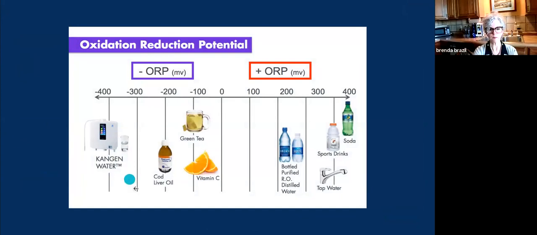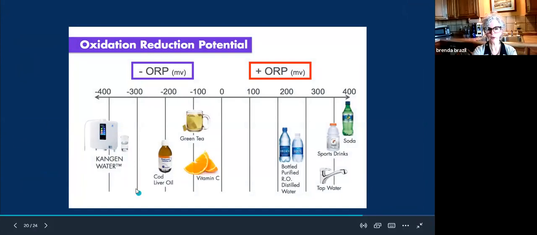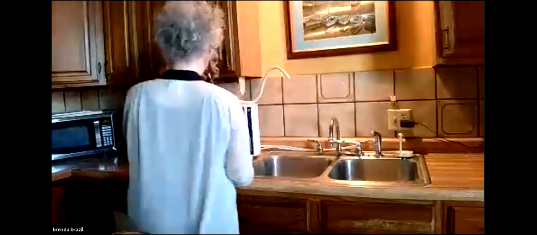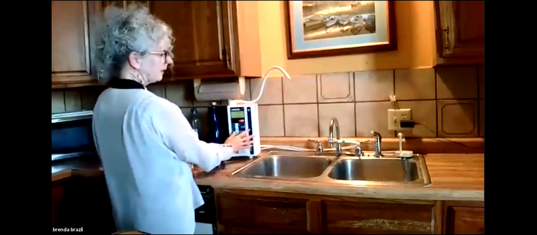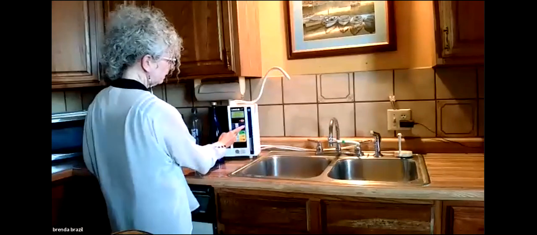I want to show you. So this is the chart. I just kind of want to show you what this... can you see okay? Can you see me okay? So this is the machine that I have at home, so it produces these different sodium waters.